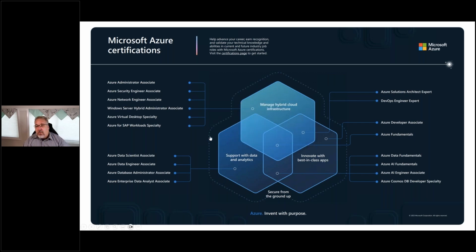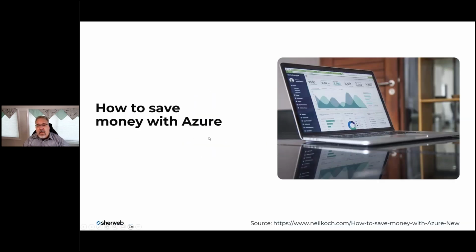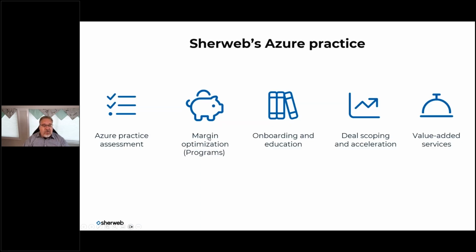All right, how to save money. We did talk a little bit about how to save money around Azure. We've talked a little bit about reserved instances, so that's part of it. Optimization, certainly part of it. Onboarding and education, we can help with that. Deal scope and acceleration, I spoke with you earlier. We have our pre-sales team.